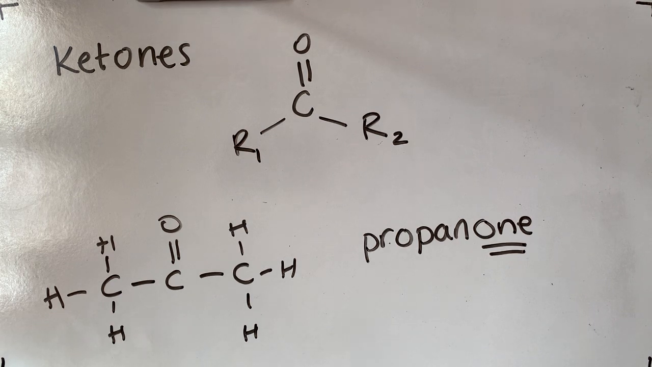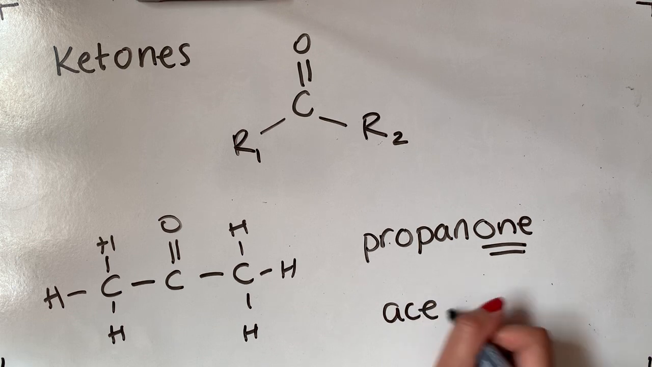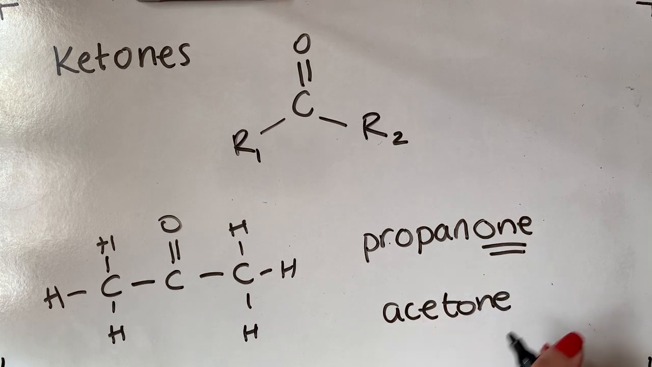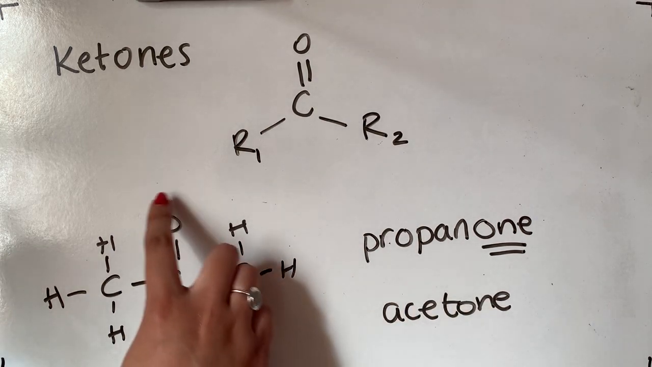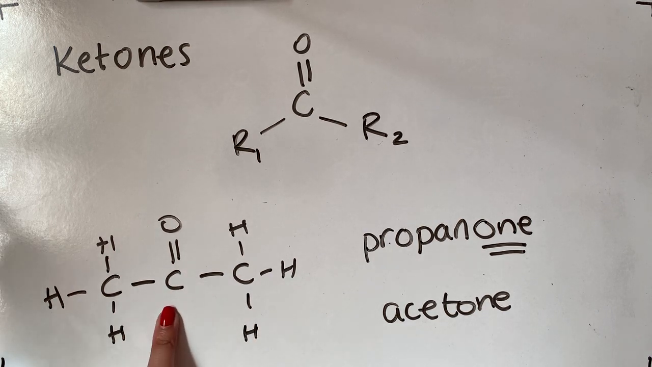The kind of brand name for this is also acetone. So we may have heard of acetone in the form of nail varnish remover. So the reason why you don't have to put a number for this one is because if we have this carbonyl group on any other carbon other than 2, it actually becomes propanal.